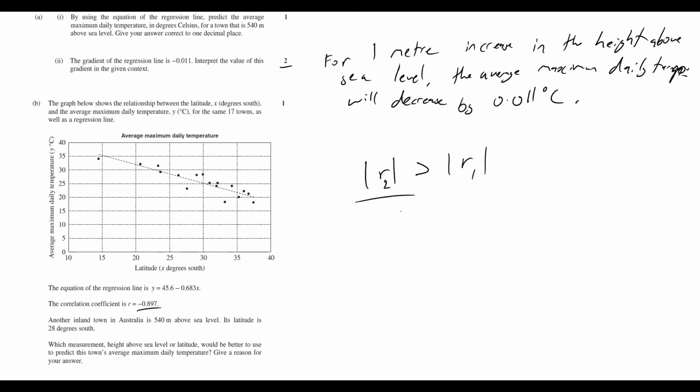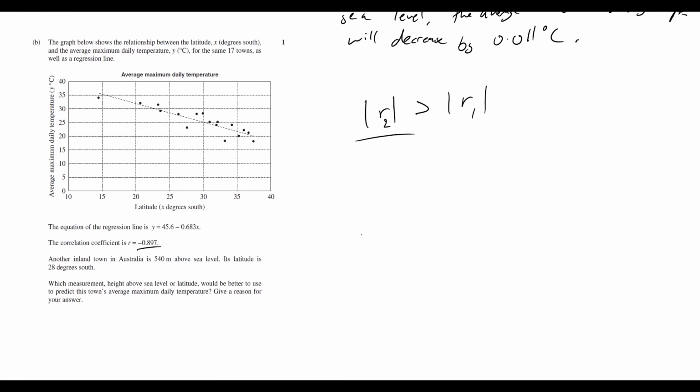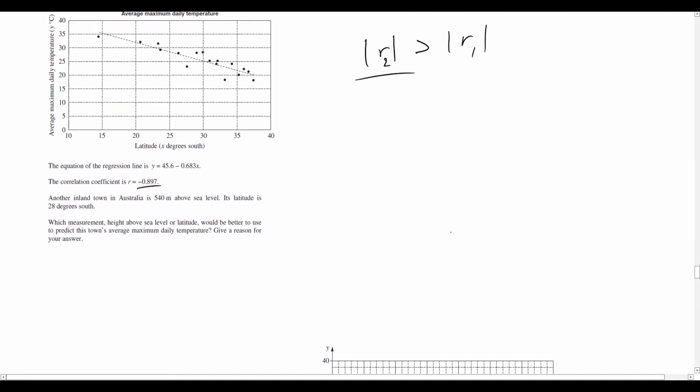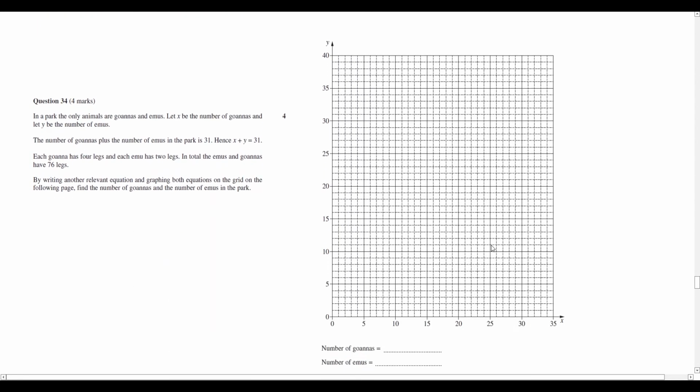So that means that it's going to be more accurate. All right, and so for that reason, we would say that it's more appropriate to use latitude as a measurement to determine the average maximum daily temperature. All right, moving on. So, question 34.